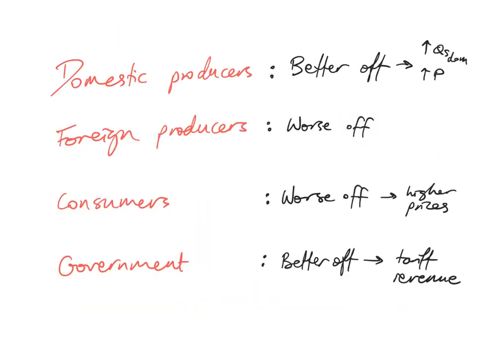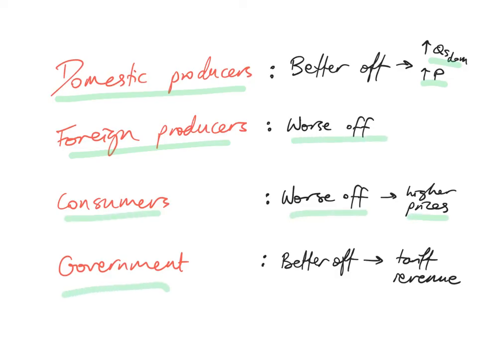So to sum up, the domestic producers are better off because the domestic quantity supplied and the price has risen. Foreign producers are worse off. Consumers are worse off, they have to pay higher prices, and the government is better off because it collects tariff revenue.